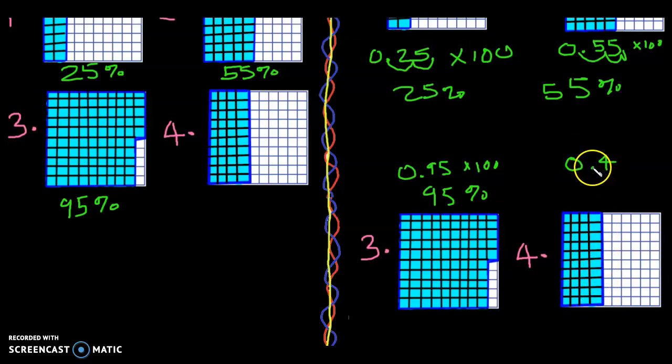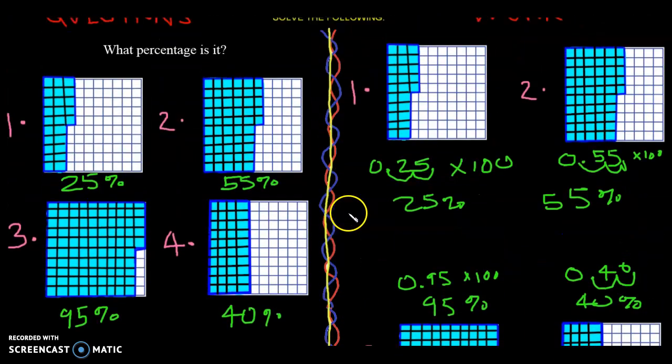And then I thought it was 30. It's the same thing. Look, multiply by 100, you add the 0 here and you get 40%. So it's 40%. Okay, and you're done.